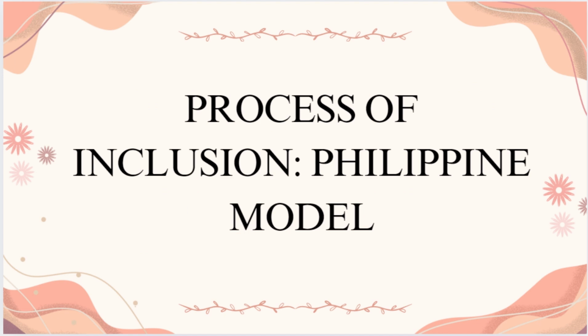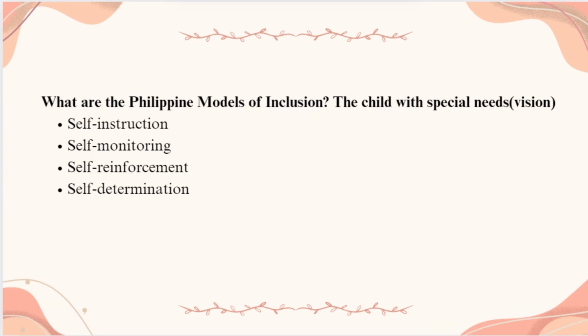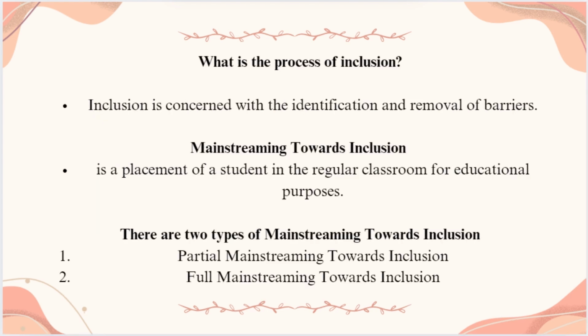So next is process of inclusion, Philippine model. So what are the Philippine models of inclusion? The child with special needs, like self-instruction, self-monitoring, self-reinforcement, and self-determination. So, what is the process of inclusion? Inclusion is concerned with the identification and removal of barriers. So, mainstreaming towards inclusion. It is the placement of a student in the regular classroom for educational purposes.